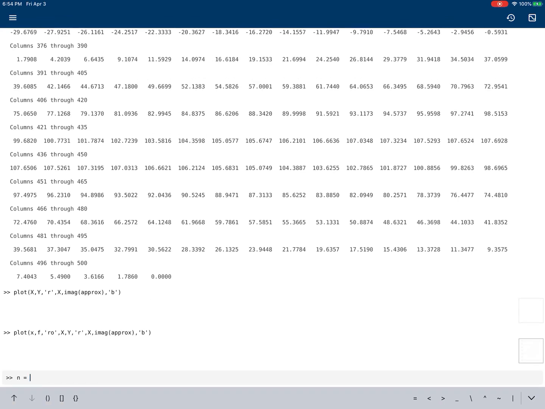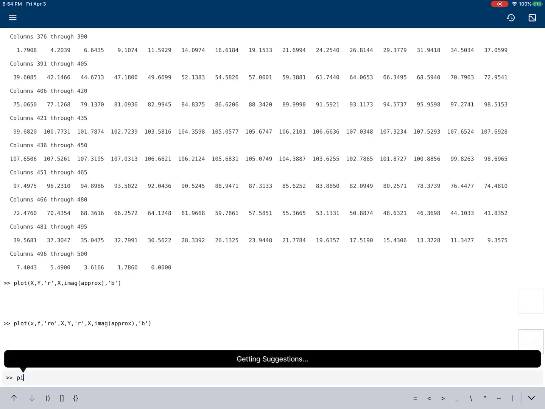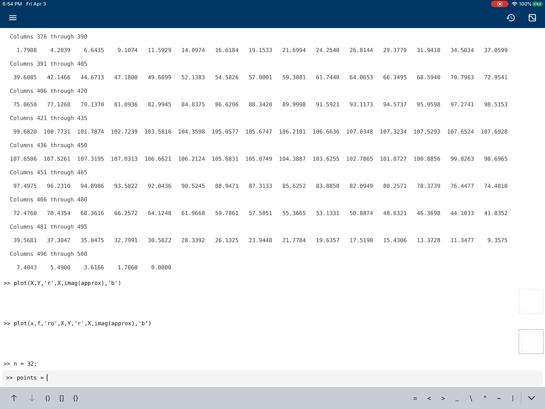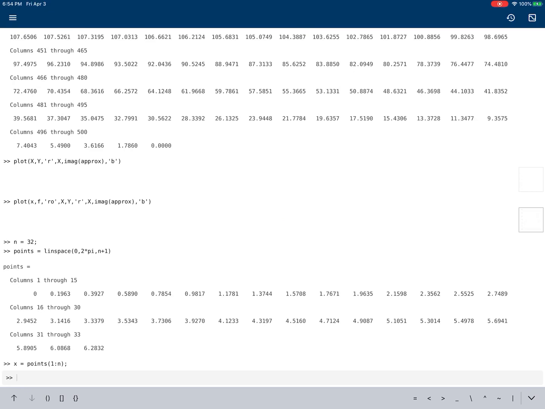Now, that's all well and good, but what if we needed more points? So let's do the same thing, but let's do this for, I don't know, maybe 32 different points now. So we're going to create points again. This is linspace from 0 to 2 pi, n plus 1. Great. And we're going to go ahead and throw away the last one. So x is points 1 to n.